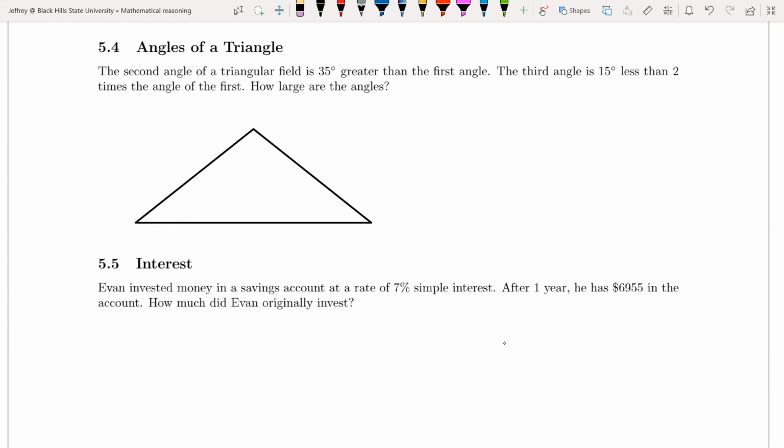In this example, we're going to look at triangles. And I'll say that, in my opinion, triangles are probably the hardest problems to do on MyMathLab for this homework. Well, the idea is we're trying to figure out how large these angles are.